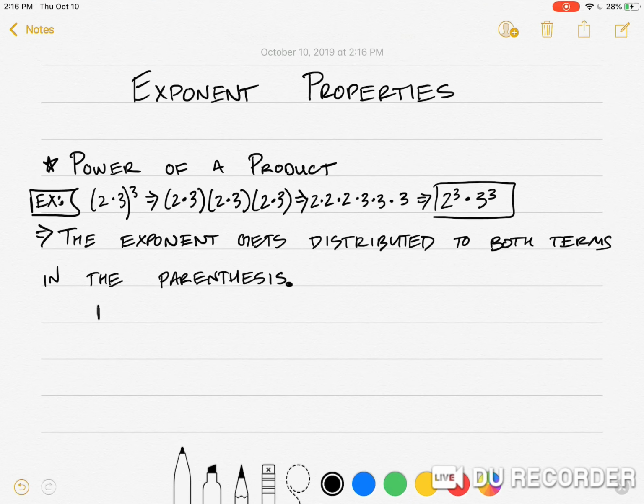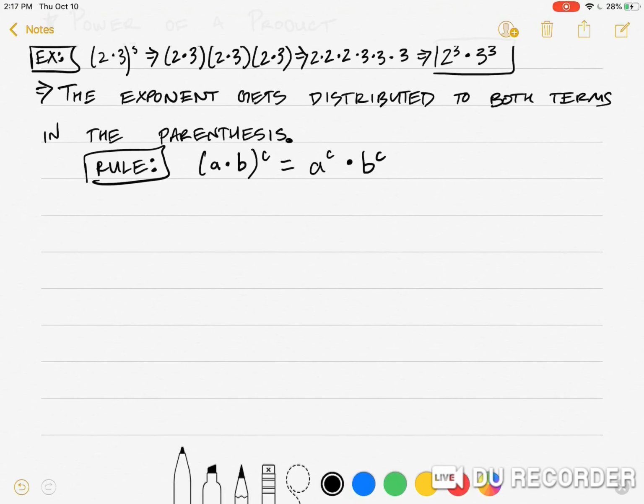So the rule for this is if we have a number A times a number B, both raised to the C power, we will then have A to the C power times B to the C power. This is the rule we came up with in class the other day. So if you don't write quite as small as I do, you may need 2 pages for these notes, just FYI. The next note is the power of a quotient.